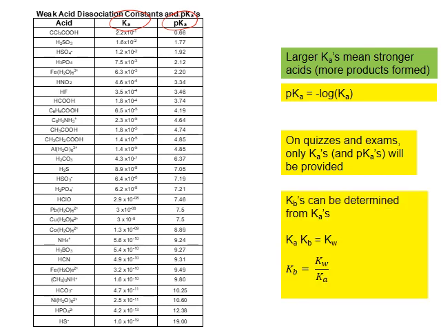You can calculate the Kb for any base if you know the Ka of its conjugate acid using the equation that we just derived, Ka times Kb is equal to Kw. Rearranging that expression for Kb gives Kb is equal to Kw over Ka.